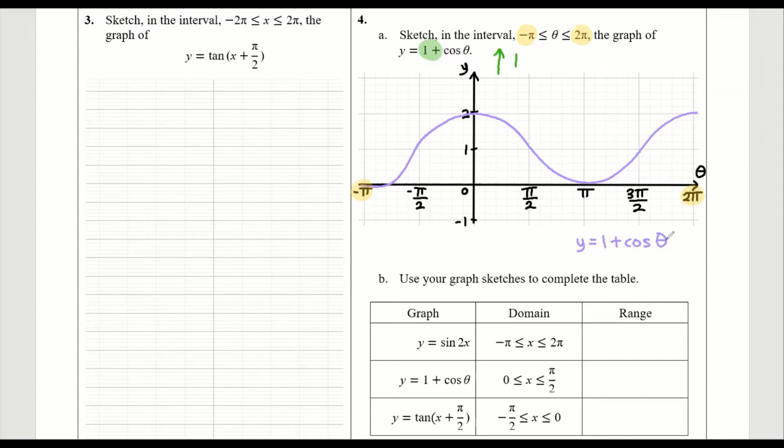Now, for part B, you're using your previous sketches. Now, I've had to erase my previous sketches to make sure these all fit on the screen.